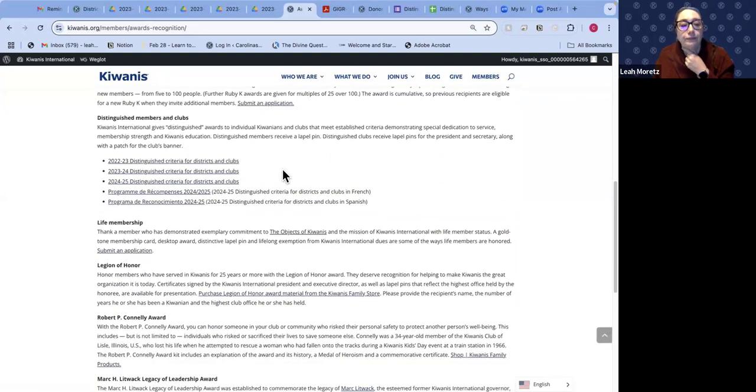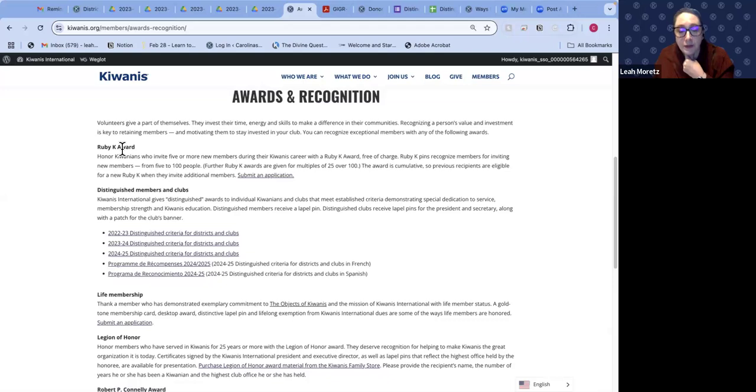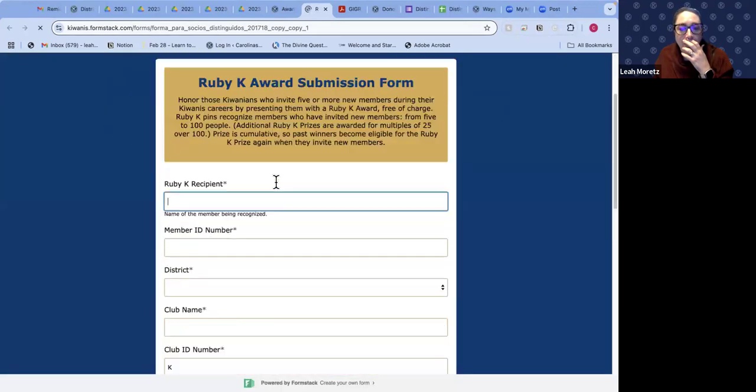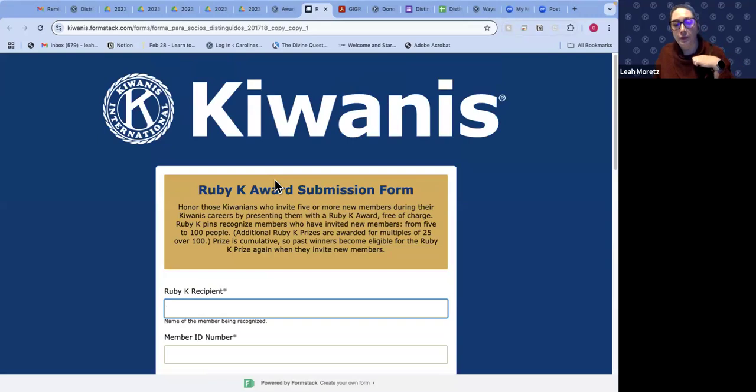So we have the Ruby K Award, where if you have a member that has brought in 5 members over the lifetime span of them being a member, not just in 1 year, you can submit an application here and Kiwanis International will send you a little pen. Let's see if it's on the application. A picture of it. Nope, they got rid of it. It's a gold pen with the Kiwanis emblem and a ruby. I don't believe it's a real ruby.